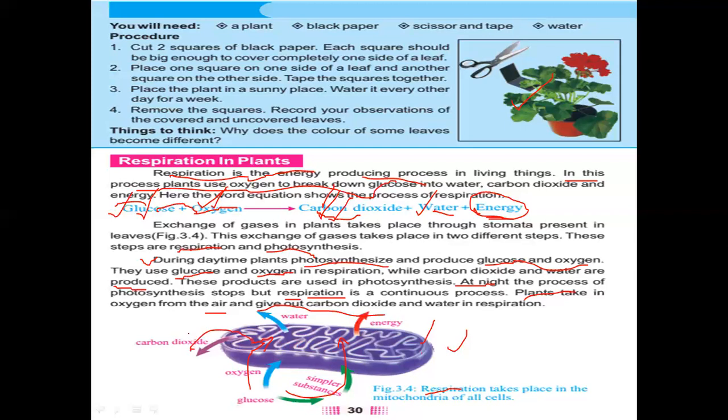As a result of that reaction, carbon dioxide is released out, which the plants exhale, and we do the same process. Water is exhaled out through the stomata and energy is formed. That energy is utilized by the plants to do daily activities. What do you mean, plants don't do any daily activities? They grow, they respire, they do photosynthesis. So all these processes need energy.